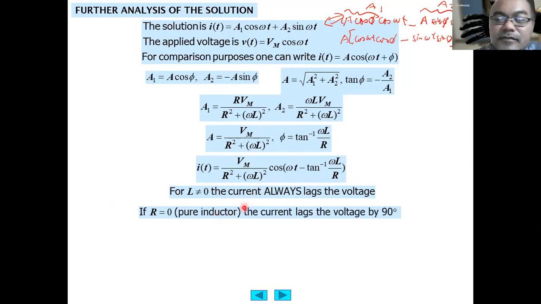If R equals 0, the current lags the voltage by 90 degrees. If this is equal to 0, this value becomes infinity, and the arctangent of infinity is 90 degrees, right? So this becomes cosine omega t minus 90 degrees. The current lags the voltage by 90 degrees. So this is when the circuit is only inductive. It contains only an inductor, no resistor.